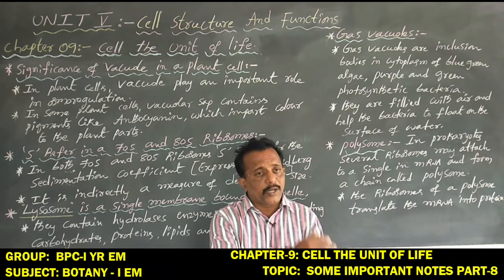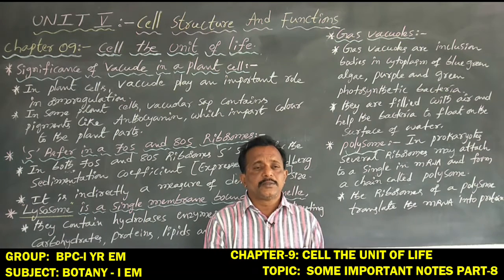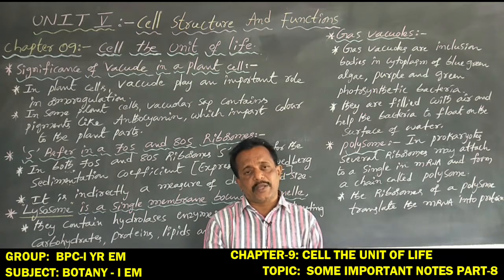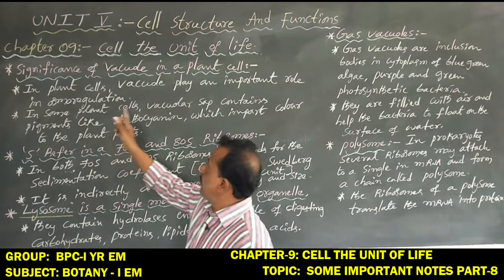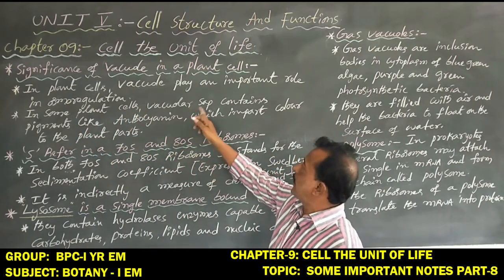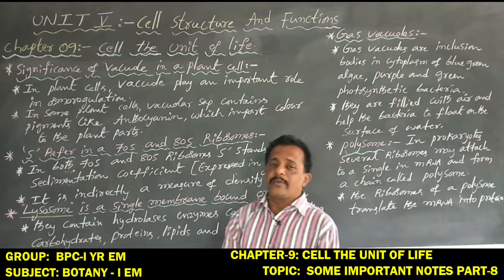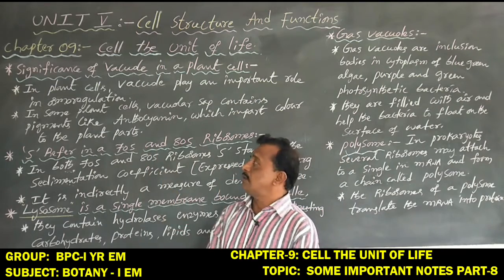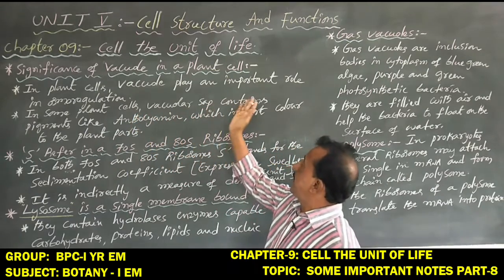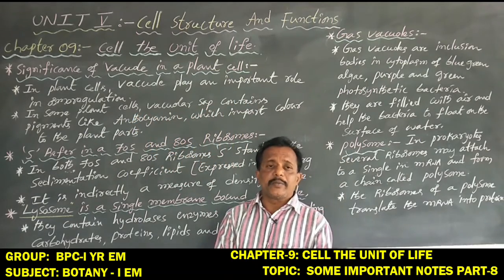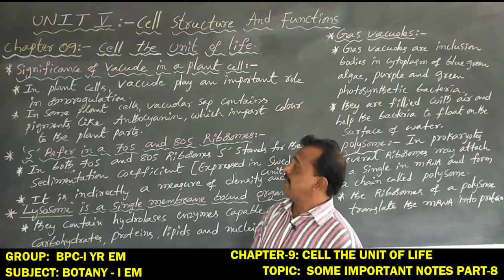Ions and molecules always pass across the membrane. In some plant cells, the vacuolar sap contains a pigment, that is anthocyanin.